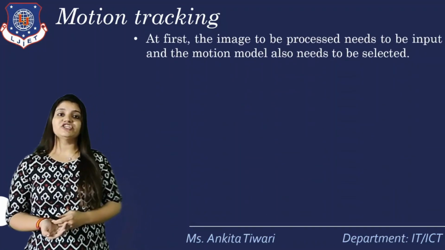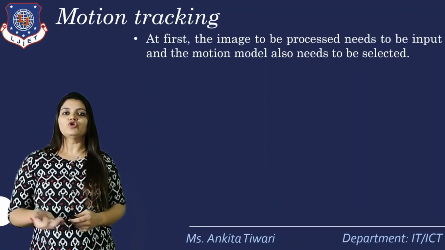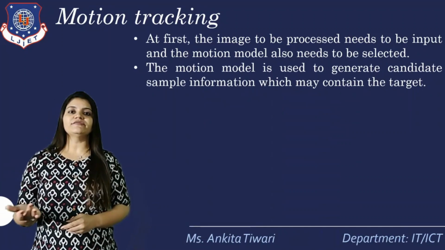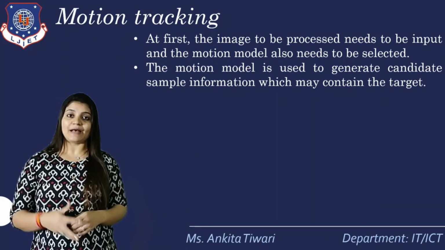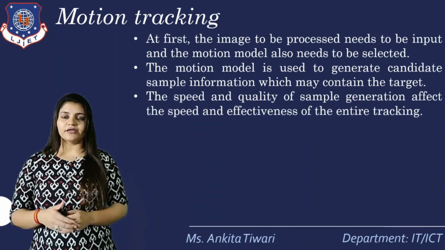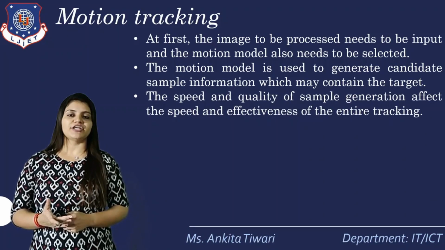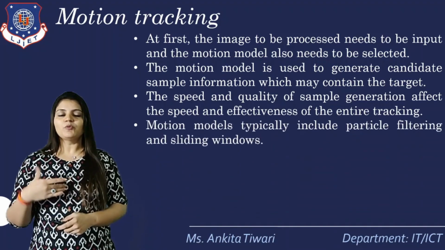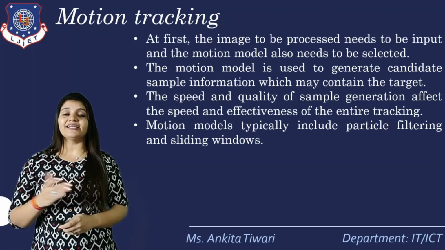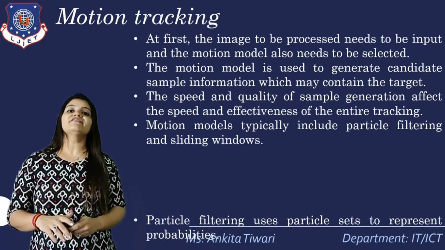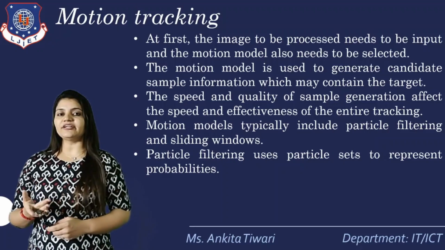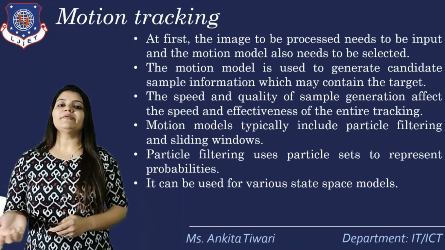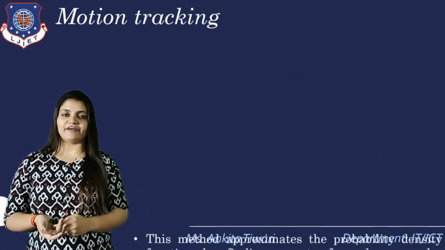At first, the image to be processed needs to be input, and the motion model that we have already updated also needs to be selected. The motion model is used to generate candidate sample information, which may contain the target. The speed and quality of the sample generation affect the speed and effectiveness of the entire tracking. The motion model typically includes particle filtering and sliding windows. Particle filtering uses particle sets to represent probabilities, and it can be used for various state space models.